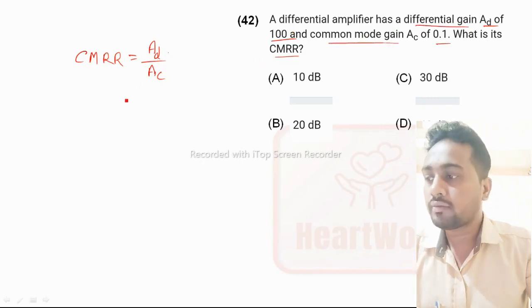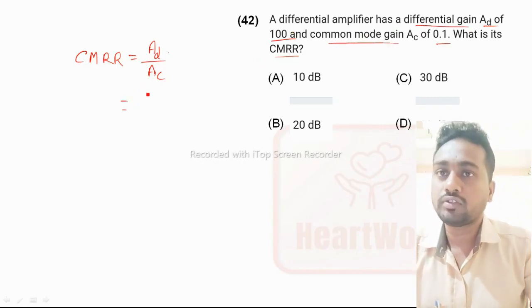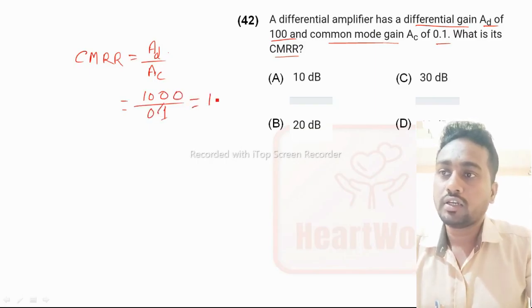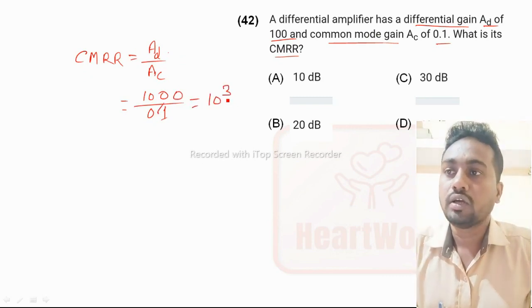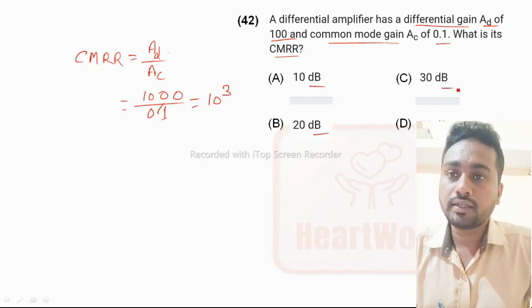Here the differential gain is given as 100, and the common mode gain is 0.1. So we calculate from here, it will come 1000, so we can write this as 10 to the power 3. This is the common mode rejection ratio, but in the options it is in dB. dB means decibel.